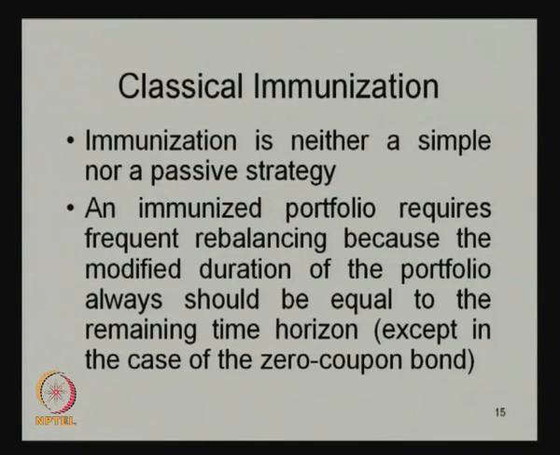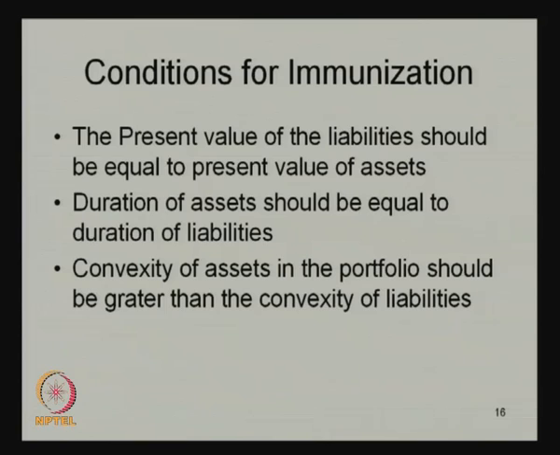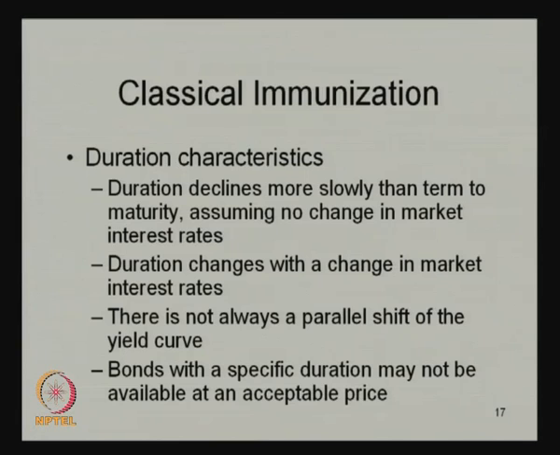It basically requires frequent rebalancing, because the modified duration of the portfolio should always be equal to the remaining time horizon, except in the case of zero coupon bonds. We have certain conditions for immunization. The present value of the liabilities should be equal to the present value of the assets, and the duration of assets should be equal to the duration of liabilities. The convexity of assets in the portfolio should be greater than the convexity of liabilities. These are the three conditions we should always take into account whenever the immunization strategy works.